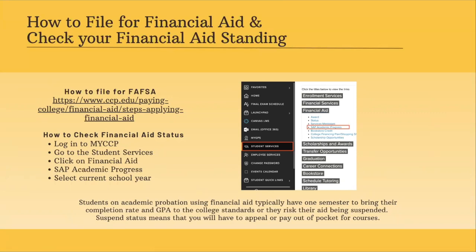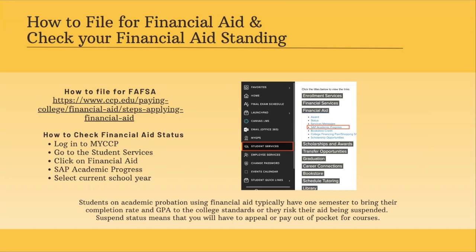Also, you want to be able to check your financial aid status. So if you look over to the right, there's an example of what your page should look like when you follow the instructions I'm about to give you. So first, you want to log into your MyCCP and go to Student Services, click on. Once you click on, you want to click on Financial Aid. And then the SAP Academic Progress will come down. It's highlighted in red. And then you want to select your current school year.